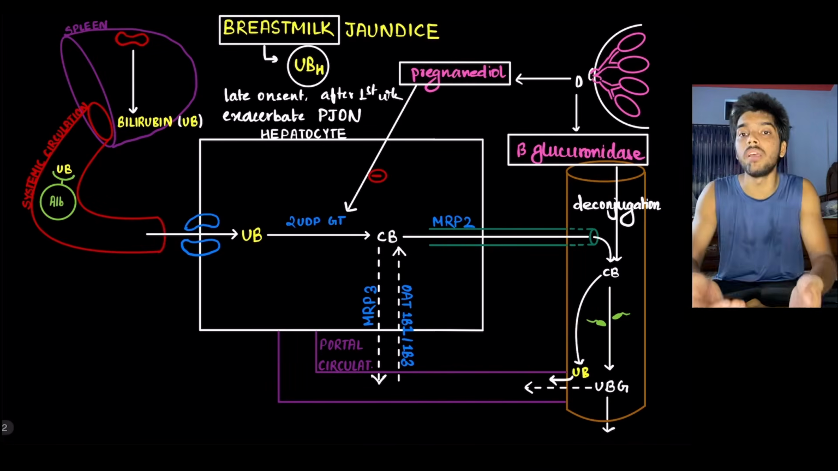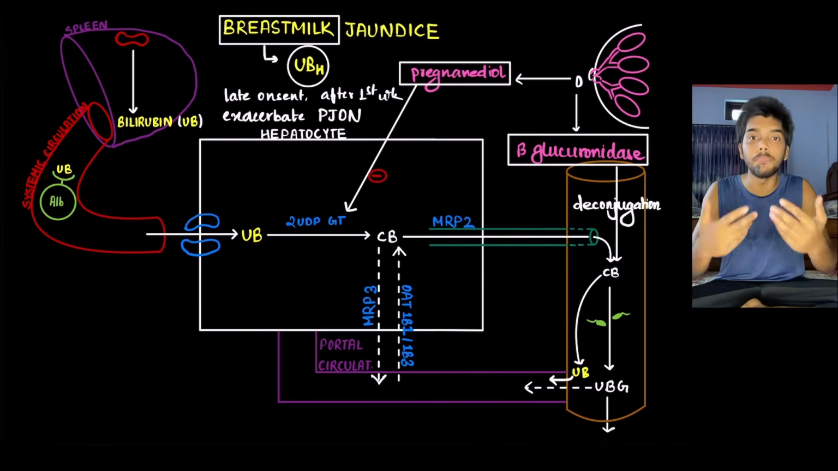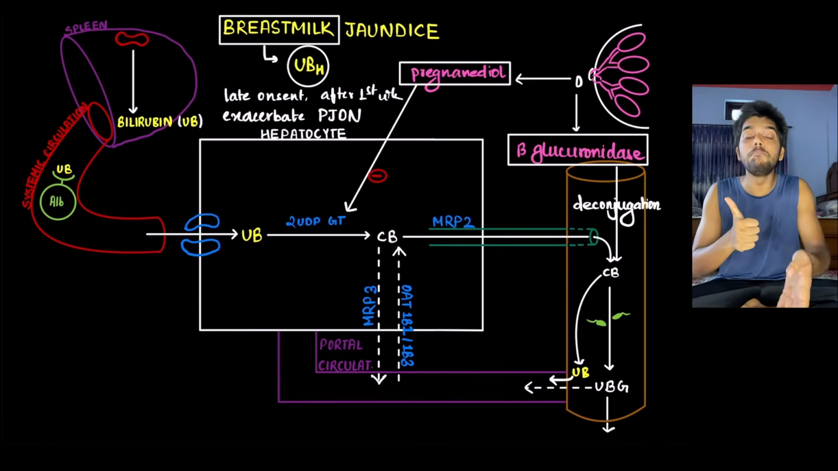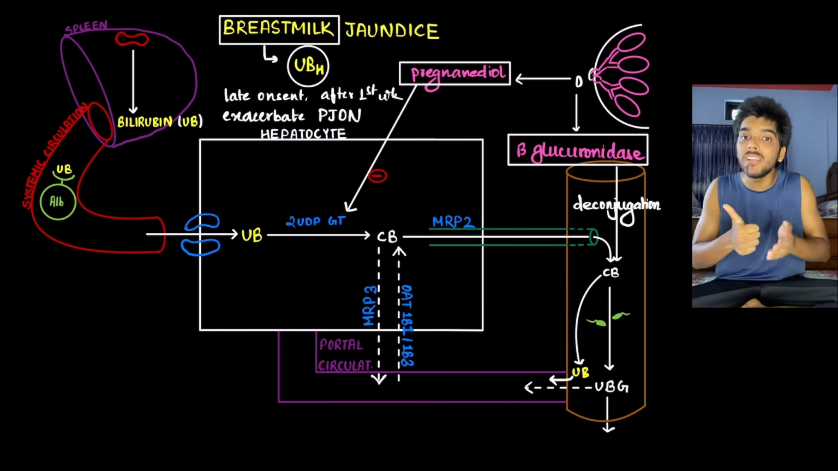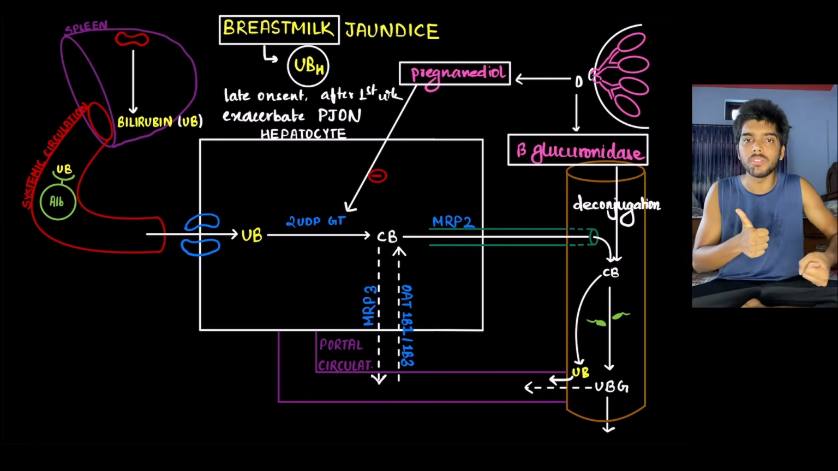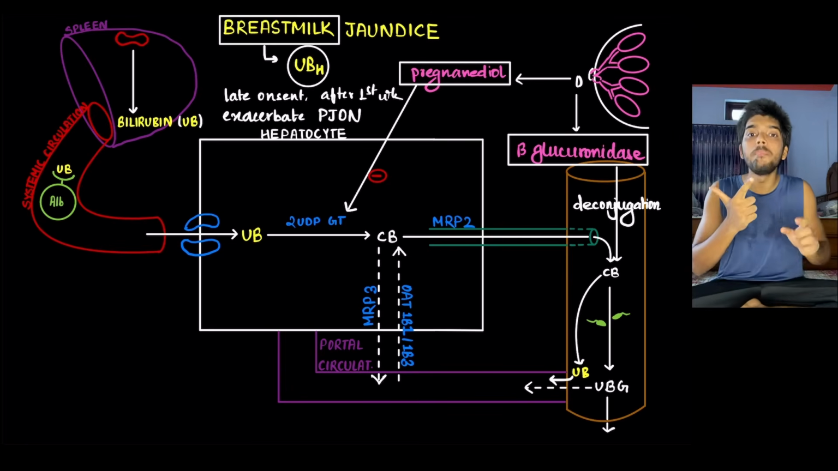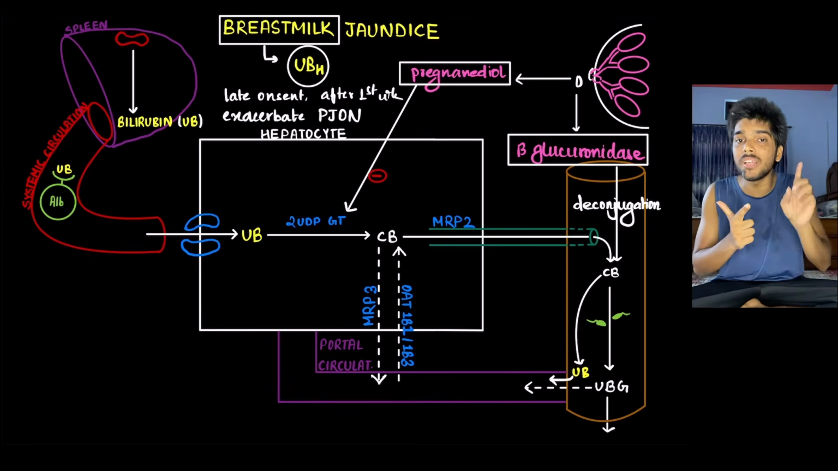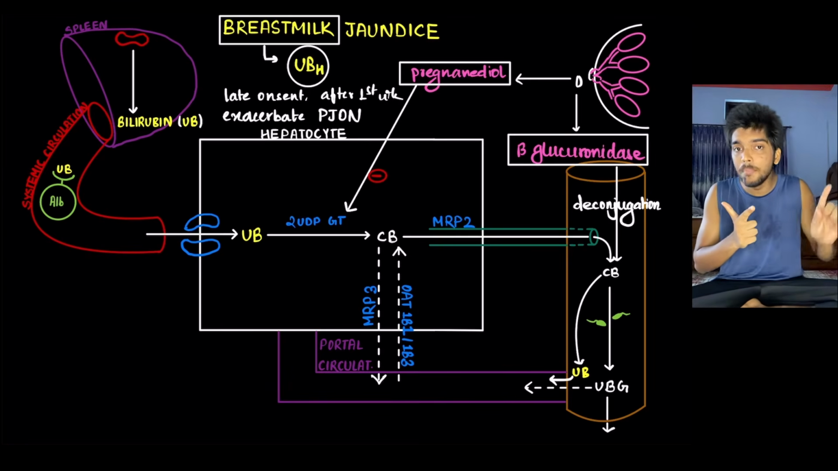After the first week, when the baby is fed breast milk, due to two important chemicals in the breast milk. Number one, beta-glucuronidase, which breaks down or deconjugates conjugated bilirubin in the gut back into unconjugated bilirubin, which gets absorbed from the GIT into portal circulation. And number two, pregnanediol, which goes into the liver and inhibits glucuronosyl transferase, inhibits conjugation. So there is accumulation of unconjugated bilirubin in blood.